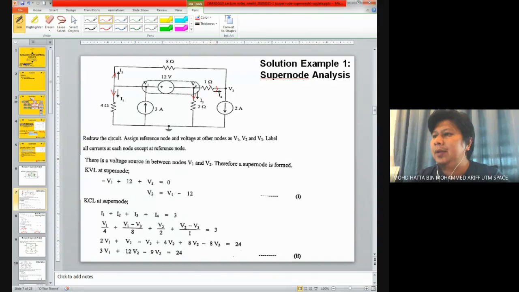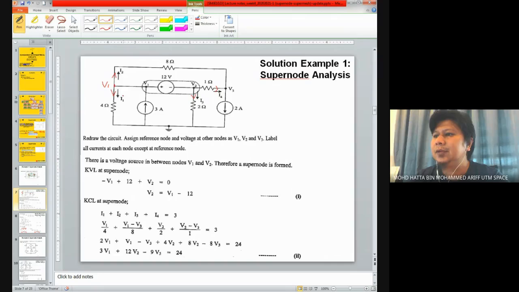And we know that we have two nodes here, V1 and V2, considered as a supernode. And also we have another node, which is V3. Why don't we consider this also a node? Because this is the same node as V1. We don't have any elements over here, so we can consider this node also as V1.